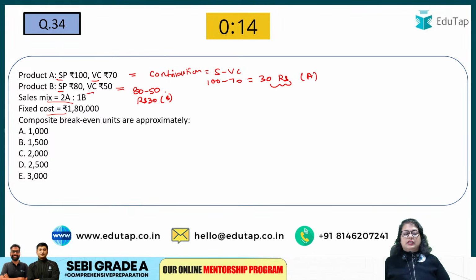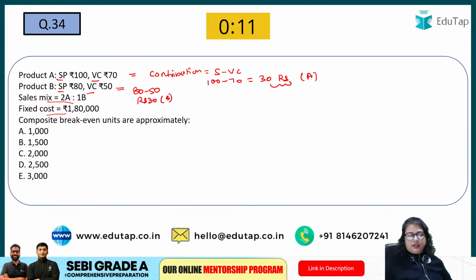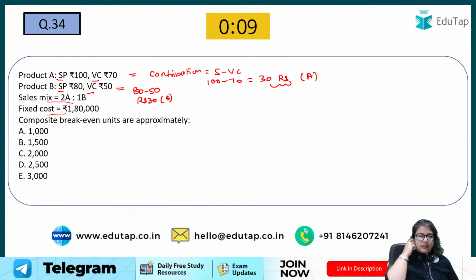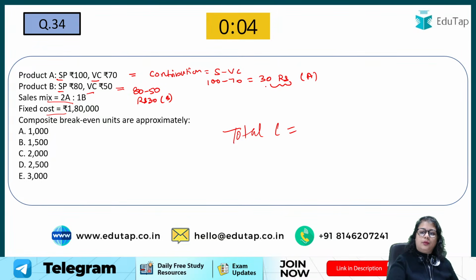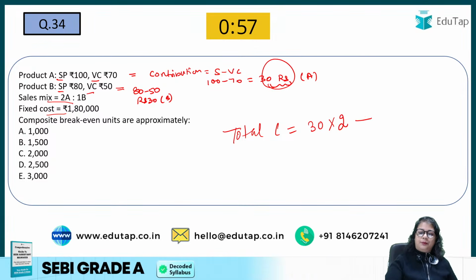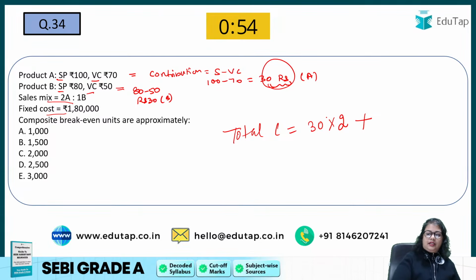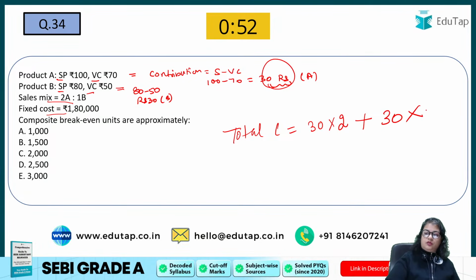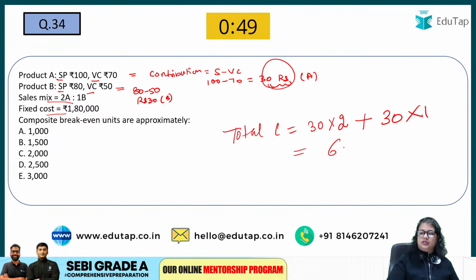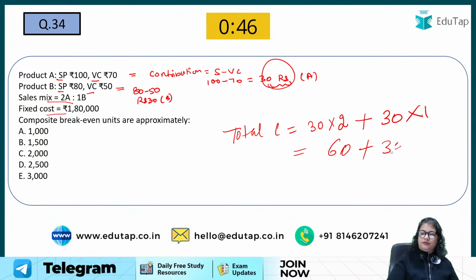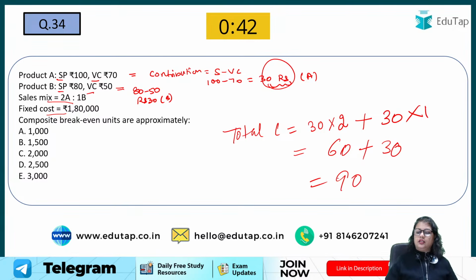But the sales mix is 2:1, right? So according to the sales mix, what will be the total contribution? For product A, we are selling 2 units of 30 contribution, 30 into 2, plus for B it is 30 into 1 unit. So 30 into 2 is 60, plus 30, that is 90. So 90 is the total contribution.